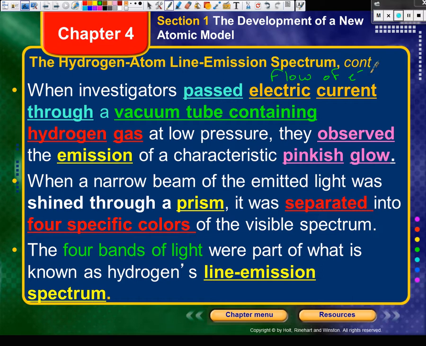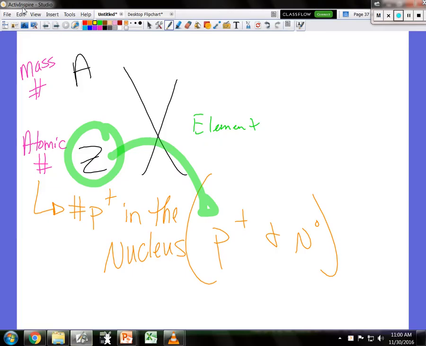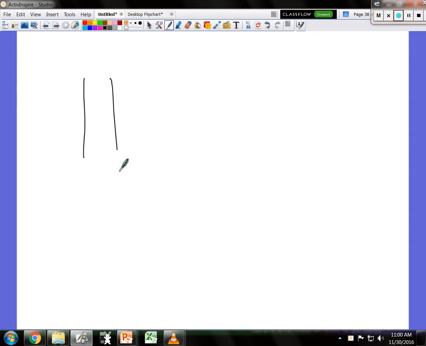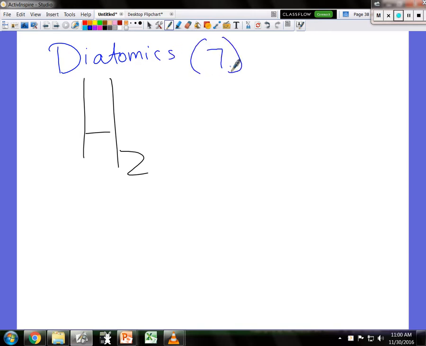But what they did is they took that tube and they filled it with hydrogen gas. Now, I want you to write this down. The formula for hydrogen gas is H2. Let me actually write it right here so you guys can see it. H2. What do we call those things that are found in pairs? Very good. Diatomics. Okay, so remember how many there are? There are 7 of them. We've only talked about 3, but there are 7. We'll get to who they are later on.